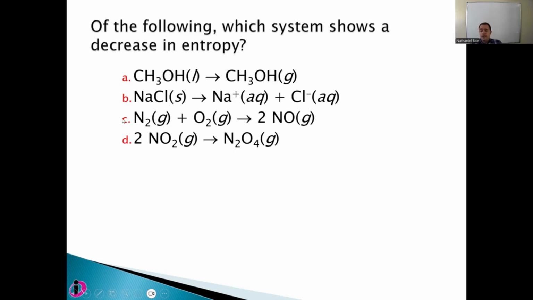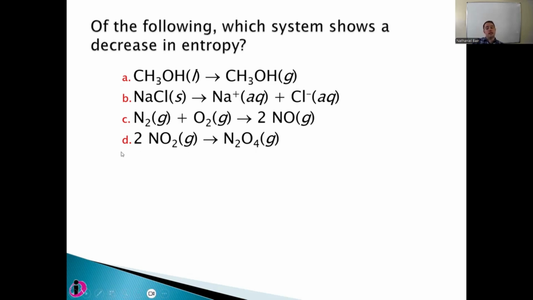If we take a look at C, C you could not predict, I would argue, without looking up. So we have 2 gaseous equivalents on the left. We have 2 gaseous equivalents on the right. It might be a decrease. It might also be an increase. This gets into something called molecular complexity. We're going to get to that in a minute. Could not predict it without looking at a chart.